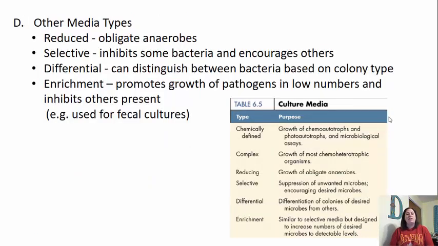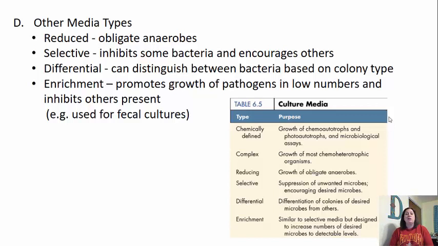Other media types can do some different things here. We see that some of them are reduced media, and this means that they can actually allow the growth of obligate anaerobes, meaning the ones that cannot be around oxygen. We see some can be selective. This is where they'll inhibit some bacteria but encourage the growth of others. So they're selecting what gets to grow on it. Others can be considered differential. This is where we can distinguish between bacteria based on their colony type.